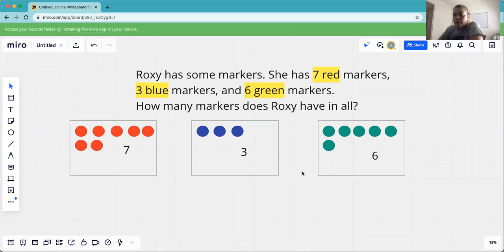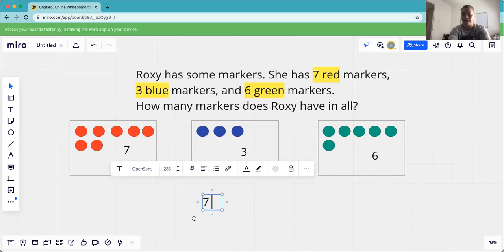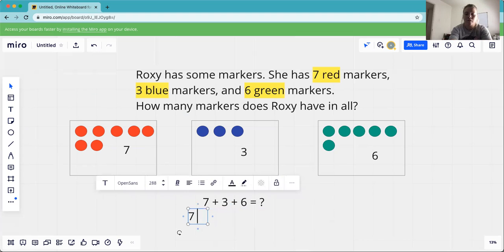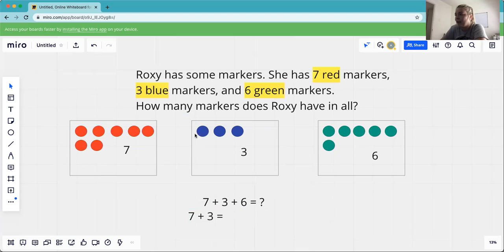So I need to put this into an equation, an addition equation. All right. So we have 7 red plus 3 blue plus 6 green. I need to figure out how many markers she has in all. All right. So I'm going to look at this and I want to add 2 of my parts that I already have, that I know of, which we know all of our parts. We're just going to go ahead and add to it first. So I'm going to add my 7 and my 3. All right. So my 7 plus my 3 equals, I'm going to start off with my 7 right here. 7, 8, 9, 10. So my 7 plus 3 equals 10.